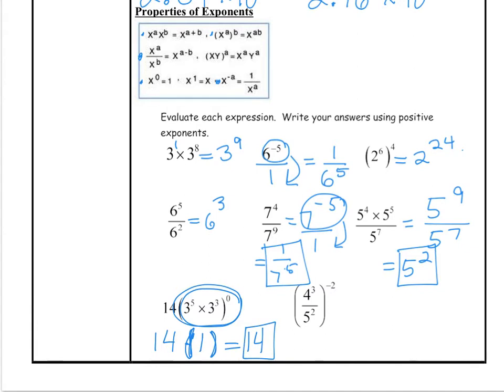And then this last one, we have power to a power, and so we're going to multiply to both of these exponents. So this becomes 4 to the negative 6 over 5 to the negative 4, but these are both negative right now, so I have to send them both to the other side. So it's 5 to the positive 4 then over 4 to the positive 6, sorry.